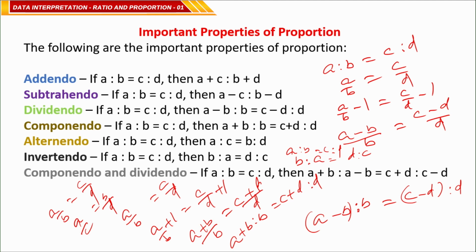Dividendo: A is to B is equal to C is to D, then A minus B is to B is equal to C minus D is to D. Alternando: A is to B equal to C is to D, then A is to C is equal to B is to D. Invertendo: then B is to A equal to D is to C. Componendo and dividendo: then A plus B is to A minus B is equal to C plus D is to C minus D. These are the different properties of proportions.